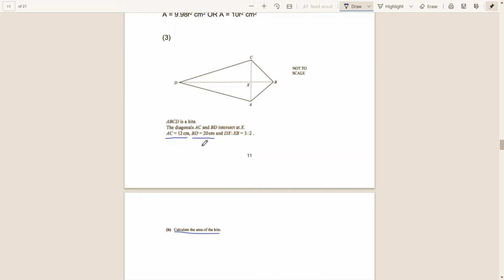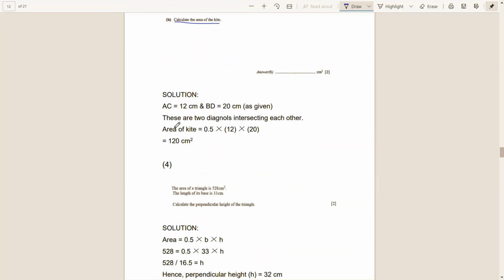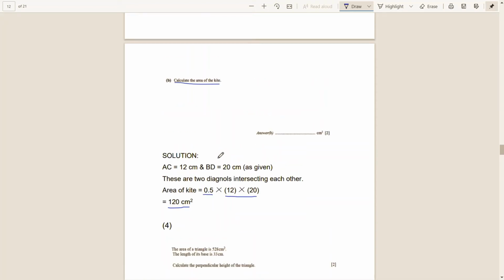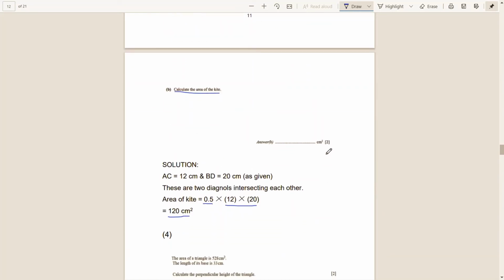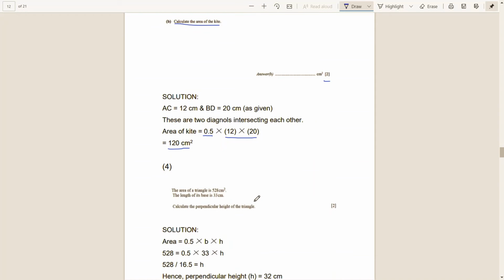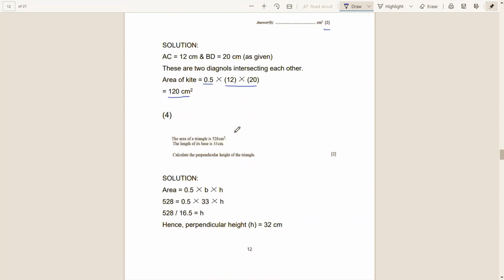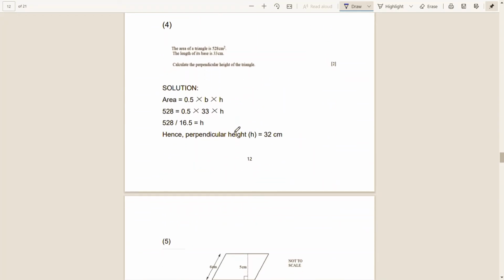Multiply it: 12 into 20, and then multiply it with 1 over 2. We'll get the area of the kite, 120 centimeters square. I hope it's clear till now. These are very easy questions worth 2 marks. Right. Let's move on to question number 4.